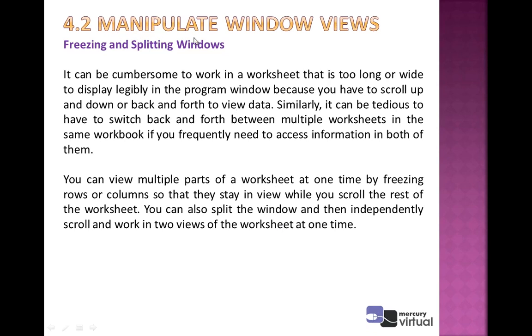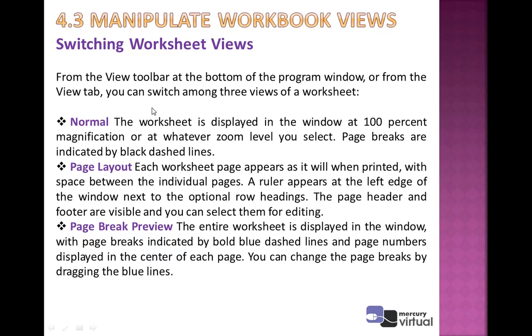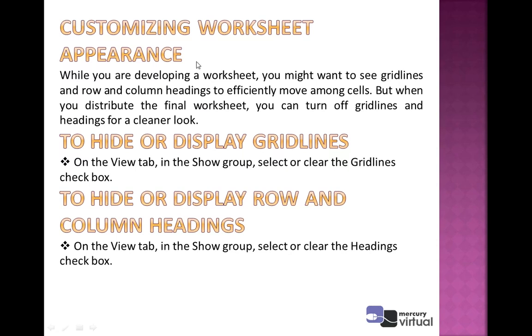Then 4.2 is how to manipulate the window views. If there are multiple windows, how we can arrange them, either in tiled form, horizontal form, vertical form, or cascade form. Then 4.3 is how to manipulate the workbook views. There are 3 views: normal, page layout, page break preview, and how we can use them. How to display our standard worksheet view, that is normal view, and how to customize the worksheet appearance.